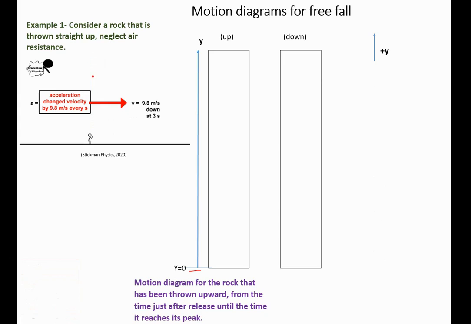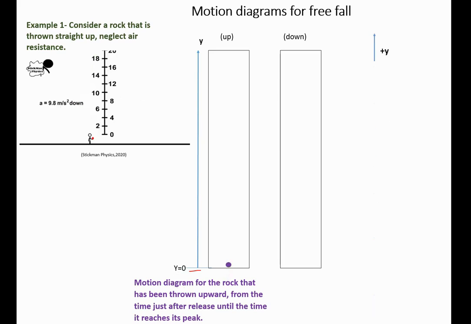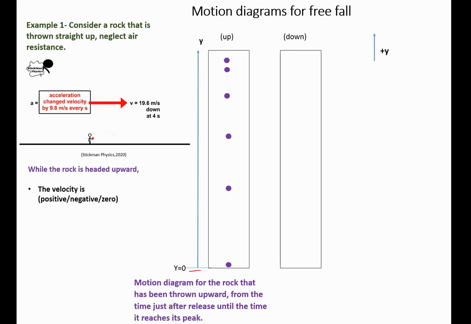Now, the first time you take a picture from a camera, it's here, right? And then you take another picture. Let's assume you take pictures every 0.2 seconds. And then it's here. And it's here. It's here. So what do you think? Is the velocity of the rock positive, negative, or zero?